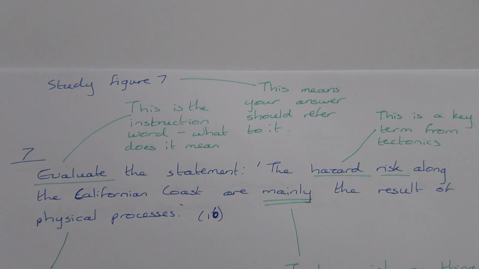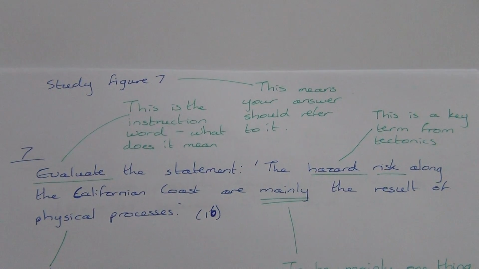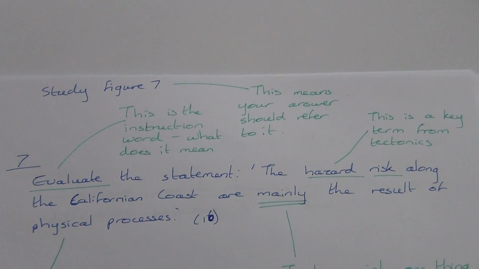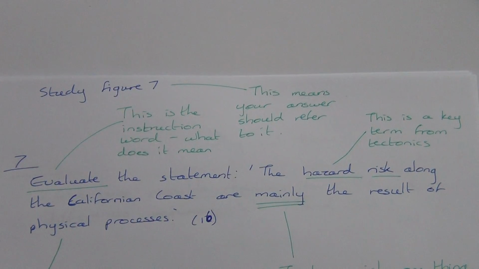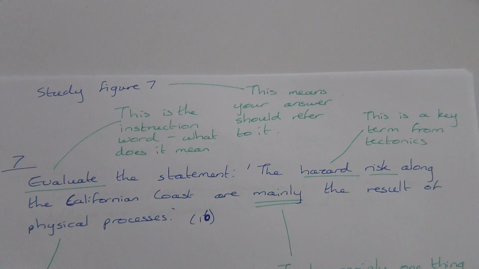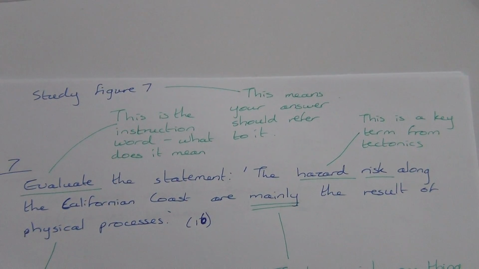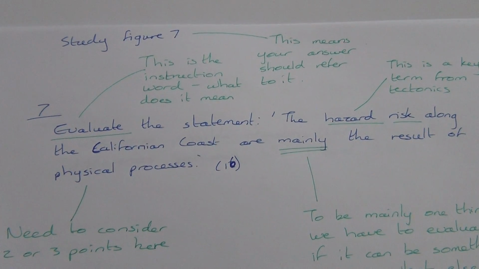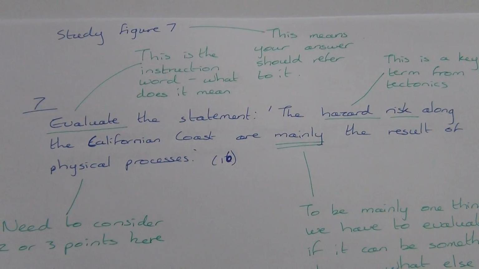Okay, so the next question I'm going to go through is this one, which was question 7 on the paper. Evaluate the statement, the hazard risk along the Californian coast are mainly the result of physical processes. And it is worth 16 marks, this question. Those people who didn't do it, this whole paper was out of 66 marks.